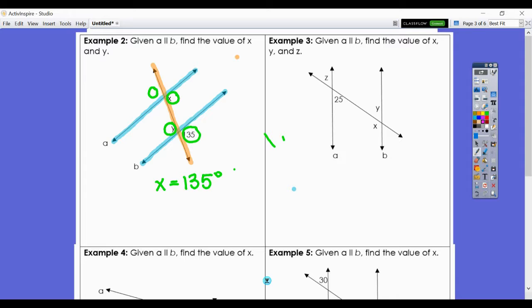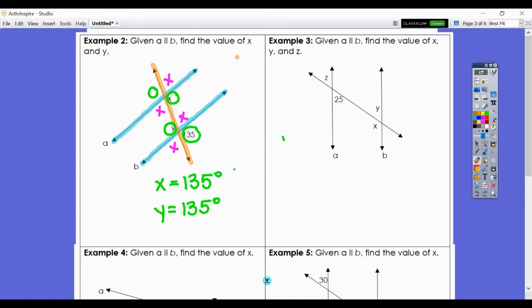And then everywhere else, I'll have those pink X's to make our X's and O's patterns like we've been talking about. So my y over here is the same color green as that 135. And it's vertical to that 135, so it is going to be congruent. So both y and x in this case were 135.